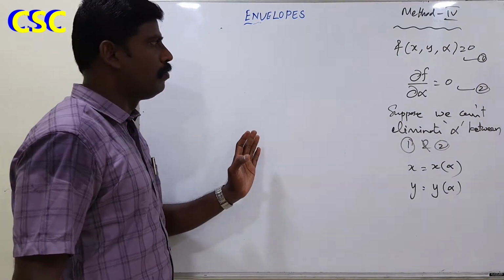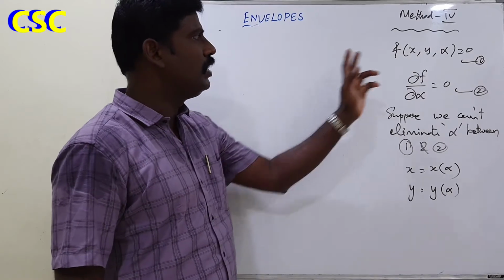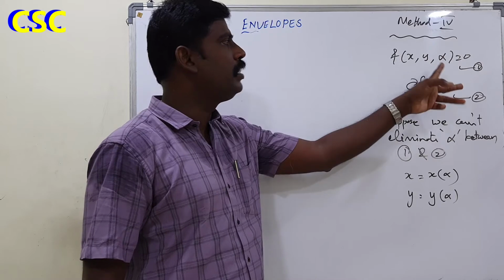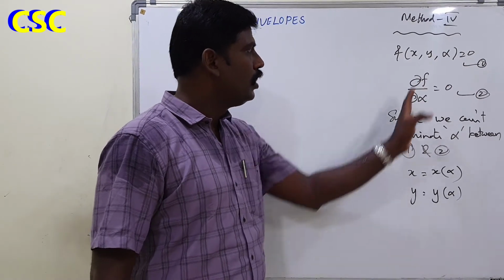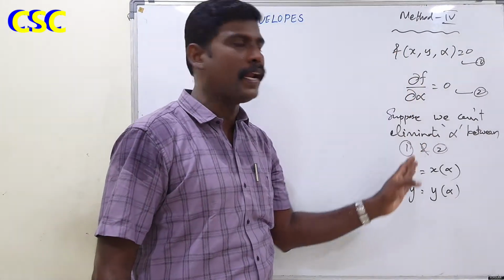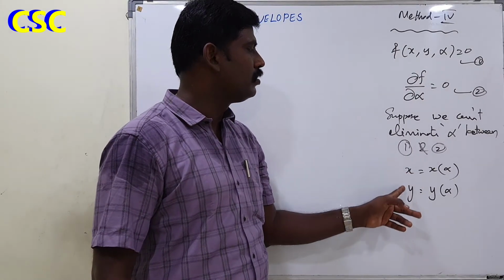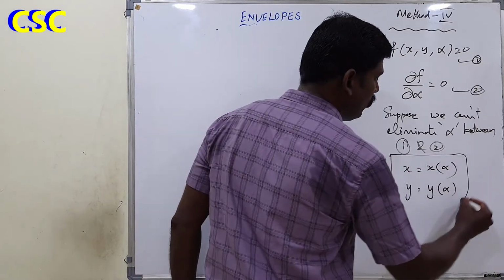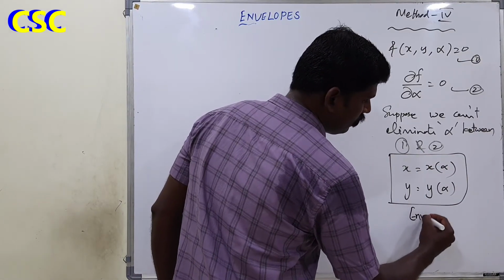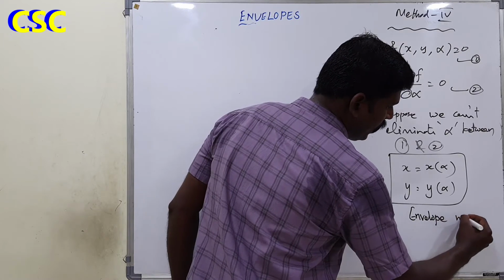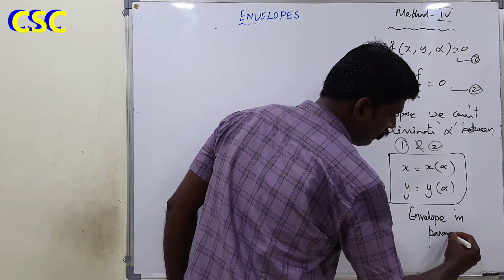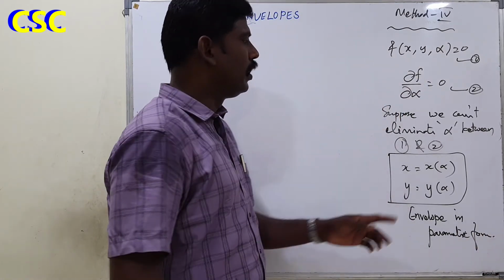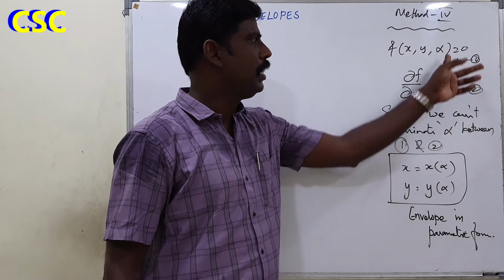Up to the previous problem, we eliminated the alpha and formed the equation in x and y, that is called the envelope of the given family of curves. Suppose we can't eliminate the alpha between 1 and 2, then you can find the parametric equations of the envelope, right? So this is the parametric form of the envelope. So we write this form only. Alpha cannot be eliminated between 1 and 2.